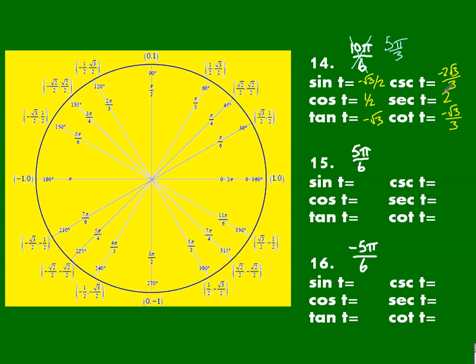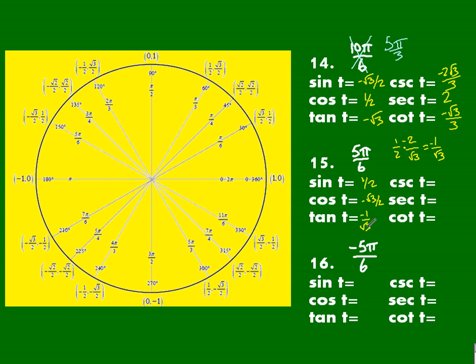In 15, for 5 pi over 6, at 150 degrees, the y value for sine is 1/2. The x value for cosine is negative square root of 3 over 2. And tangent, when I divide them, same thing, I'll do it up here. If I have 1/2 divided by root 3 over 2, that means multiply by 2 over the square root of 3. So I get as my answer 1 over the square root of 3. And it was negative here, so that should be negative as well. So negative 1 over the square root of 3.